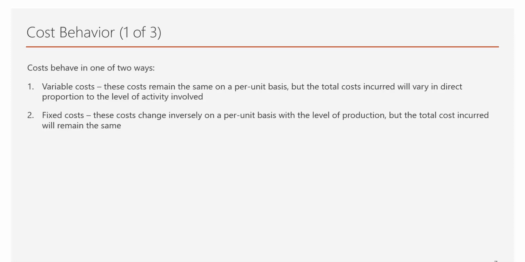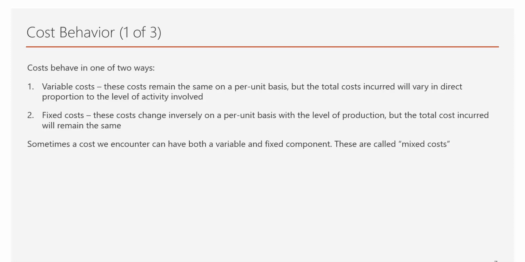Fixed costs change inversely on a per unit basis with the level of production, but the total costs incurred will remain the same. Sometimes a cost we encounter can have both a variable and a fixed component. These are called mixed costs, and we will look at that in a separate video, in my cost behavior video, and how we separate the mixed components, the variable and the fixed costs, so we can better estimate our costs.